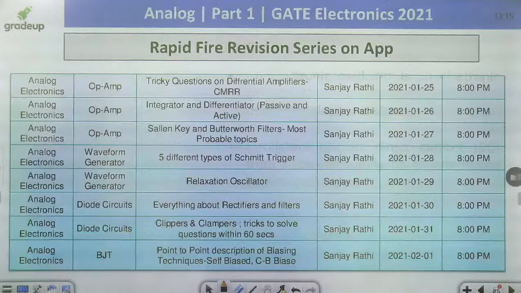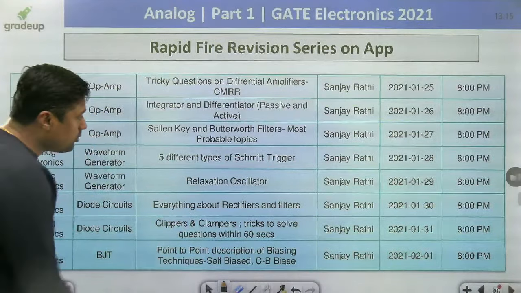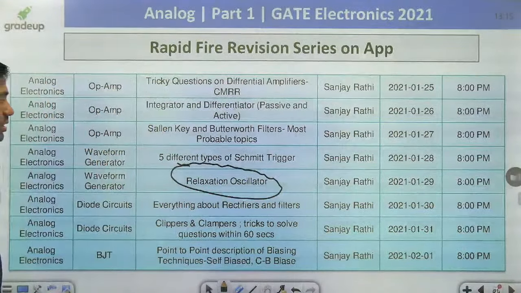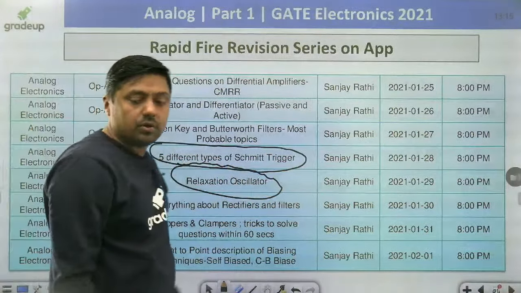And then one student is asking me, what is the schedule? So that is the schedule. Here we will deal with what? Relaxation oscillator. Everything about the relaxation oscillator. Then 5 different types of what? Schmitt trigger. So please go through the formula.